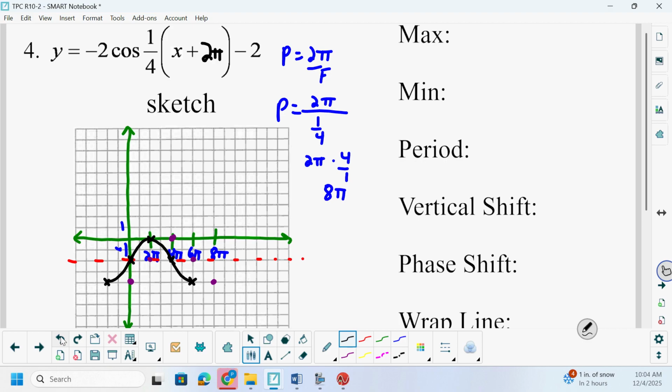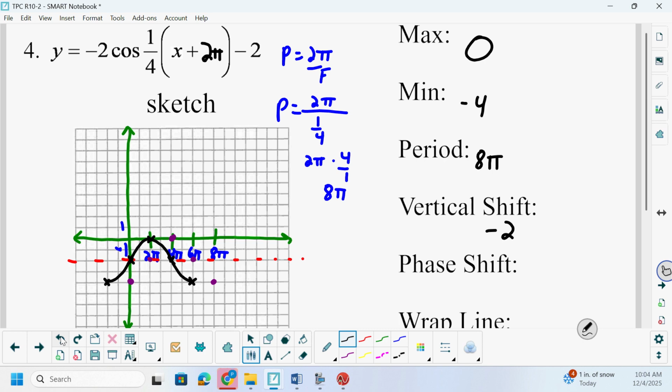So over on the right, our maximum value is that highest y value, which would be 0. Our minimum is that lowest y value, which would be -4. Period is what we labeled that 4th tick mark, and we calculated in the blue. That was 8 pi. Our vertical shift is where the wrap line was. It shifted down to -2.